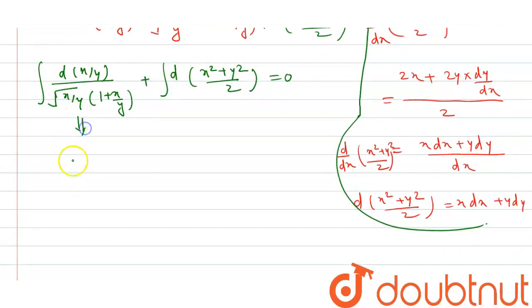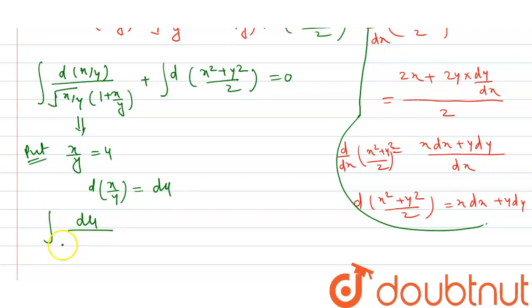Now to integrate this, I will put x/y equals u. On differentiating both sides with respect to x, we will get d of x/y equals du. So here the integration will be du divided by under root of u times 1 plus u. Now again, this thing I can differentiate directly, or this integration and differentiation will cancel out each other. So here you will get directly (x² + y²)/2 is equal to c, which is the constant of integration. So the integration of the second part is direct: it is (x² + y²)/2.